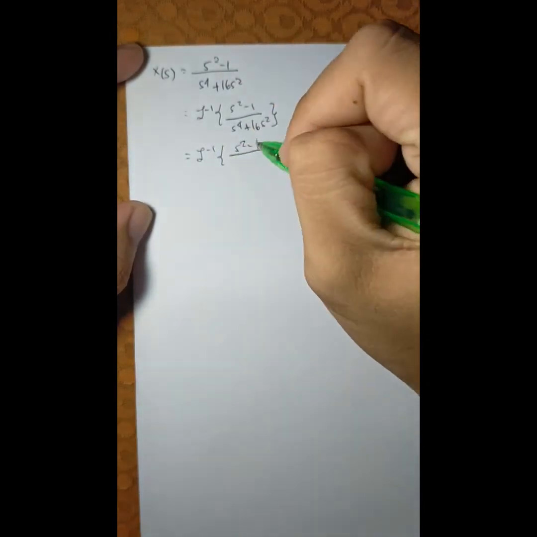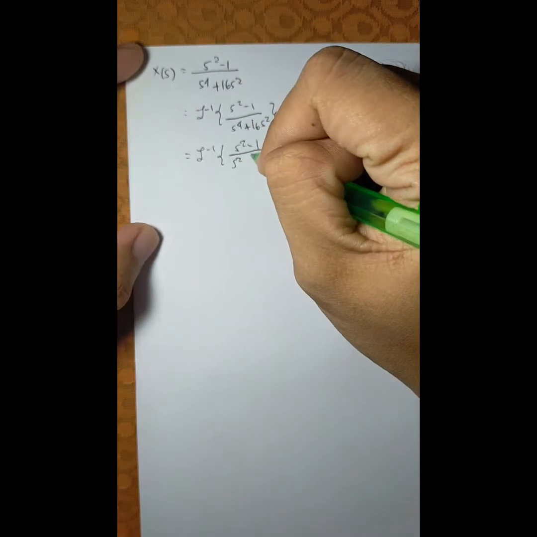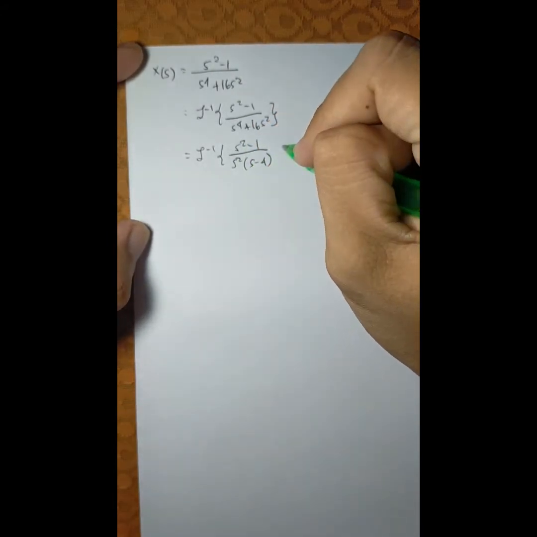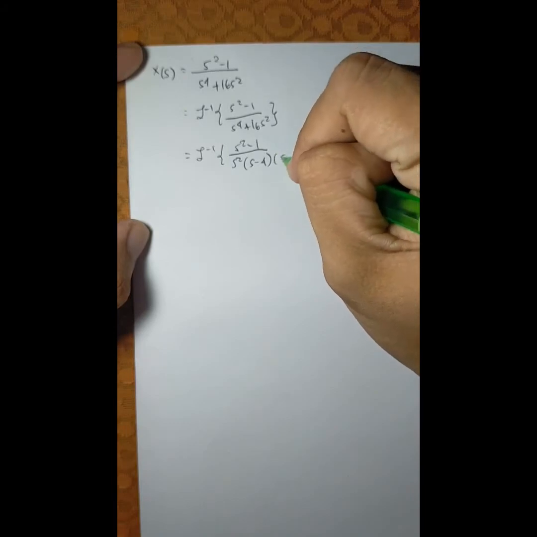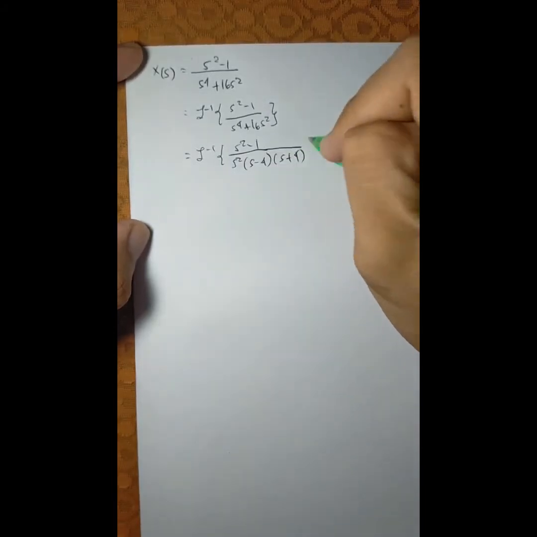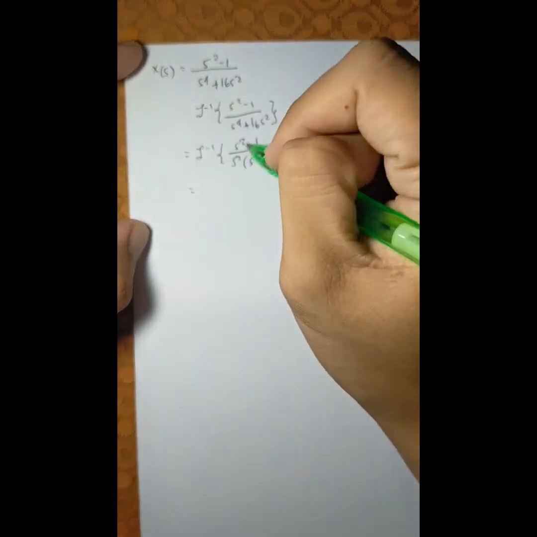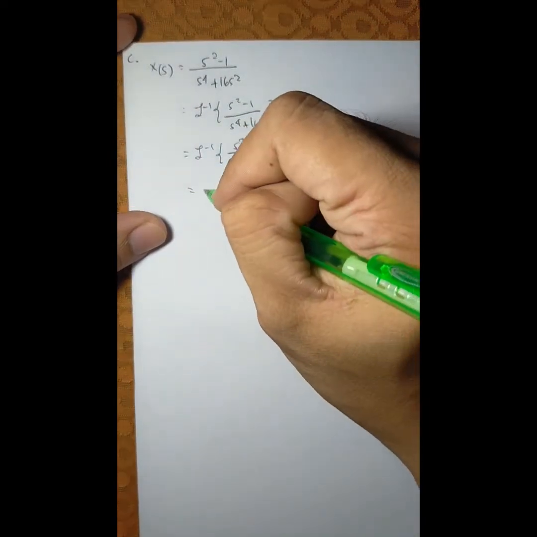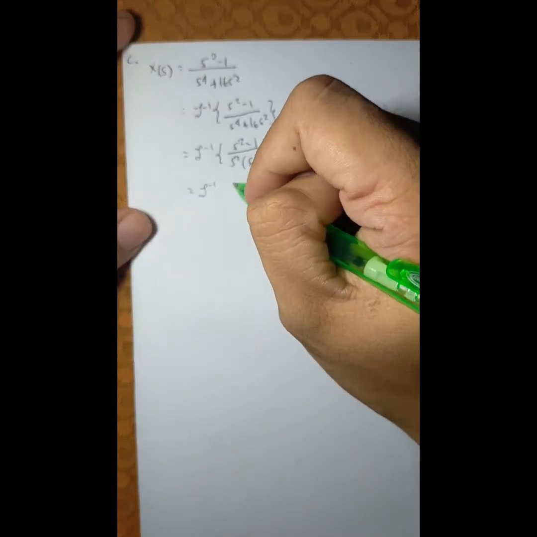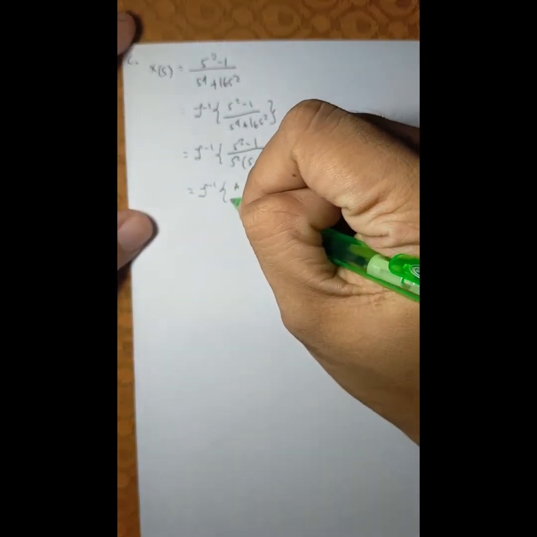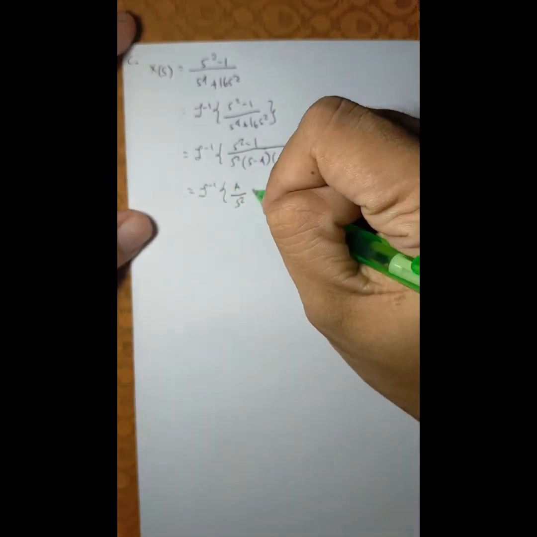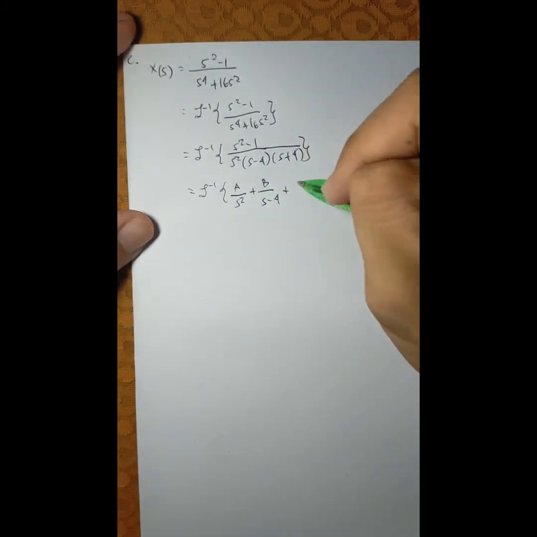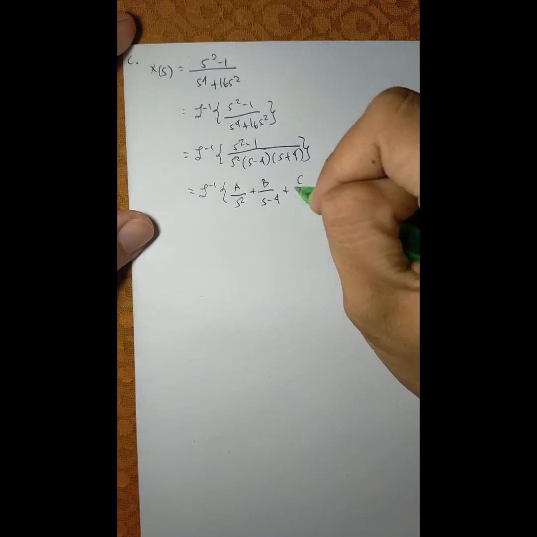And we will factor out the denominator, which is equal to s squared multiplied by s minus 4 multiplied by s plus 4. And then we will use partial fractions. We have the inverse Laplace transformation of A over s squared plus B over s minus 4 plus C over s plus 4.